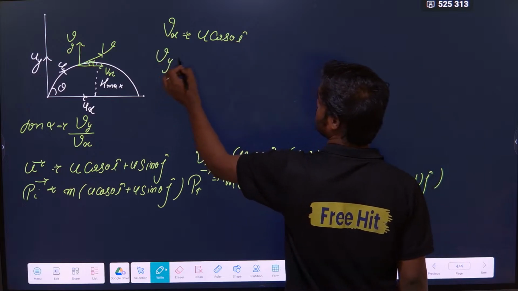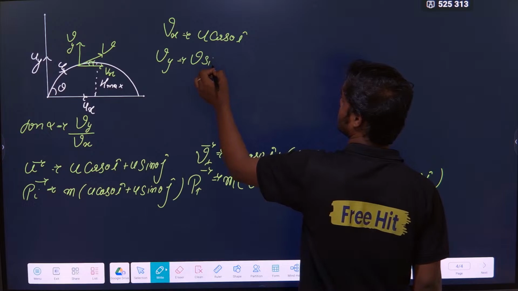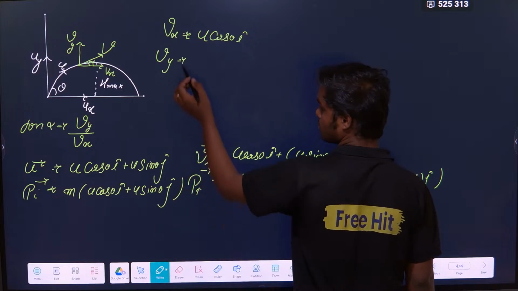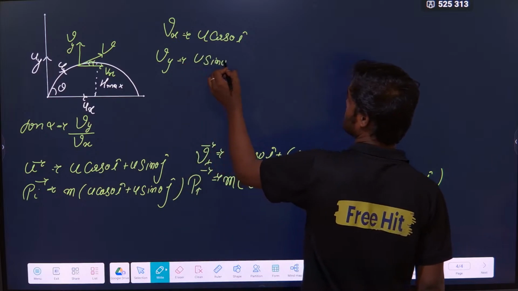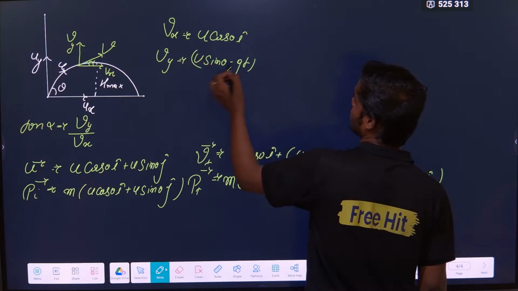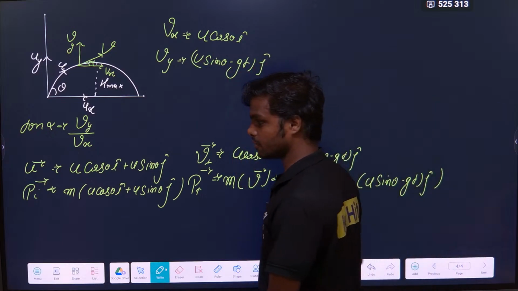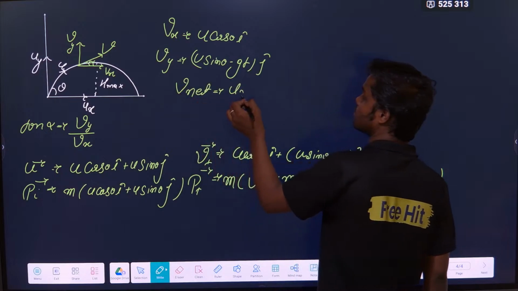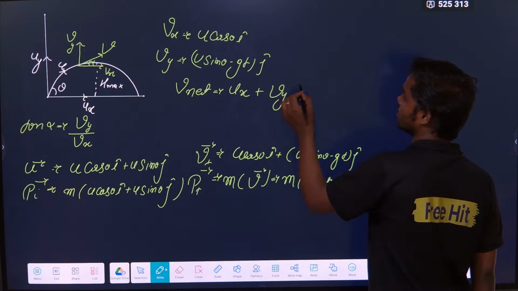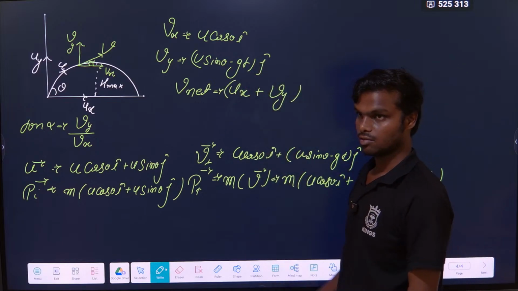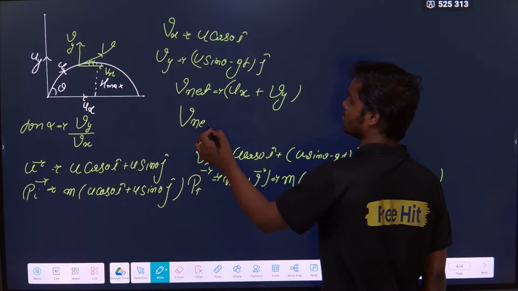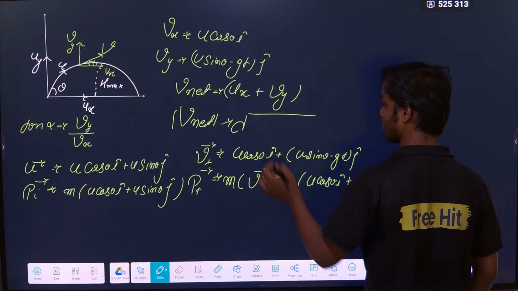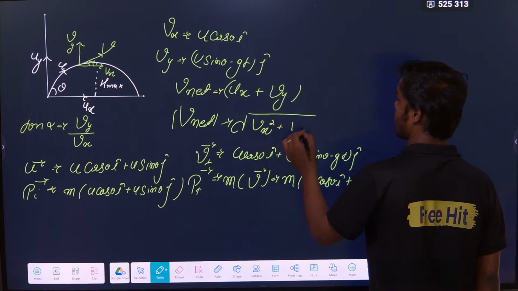Then vy sin theta into dt. So what is my v net? V net will simply be ux plus uy. Okay, just add them and you will get v net. And what is the magnitude of v net? The magnitude of v net will be the square root of vx squared plus vy squared.